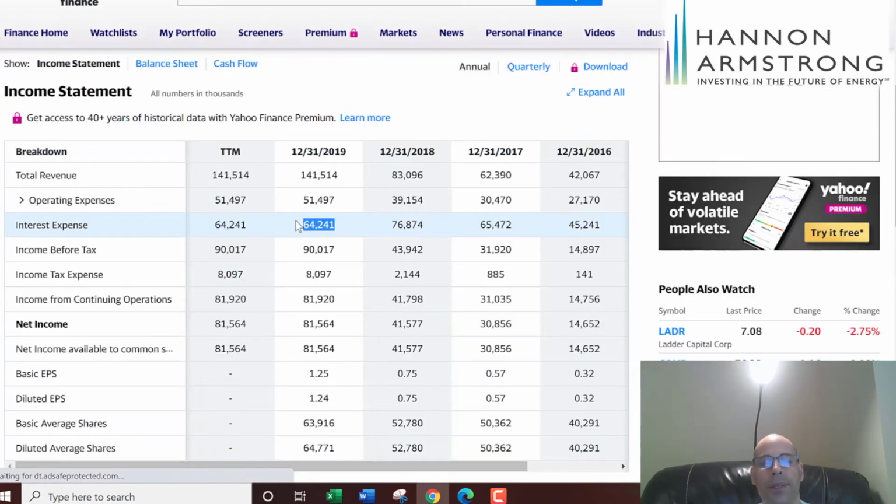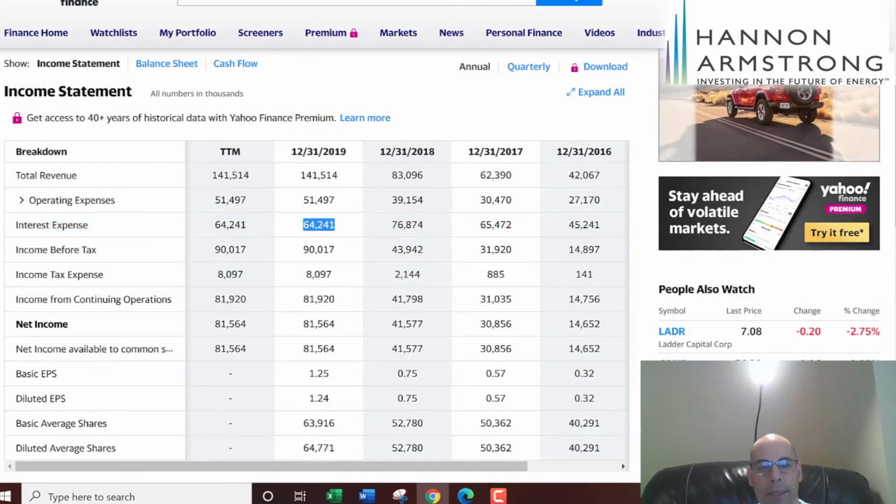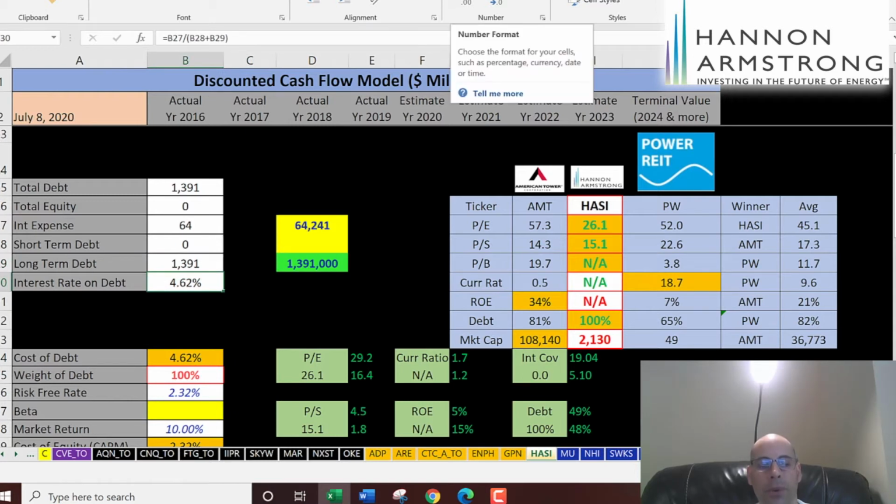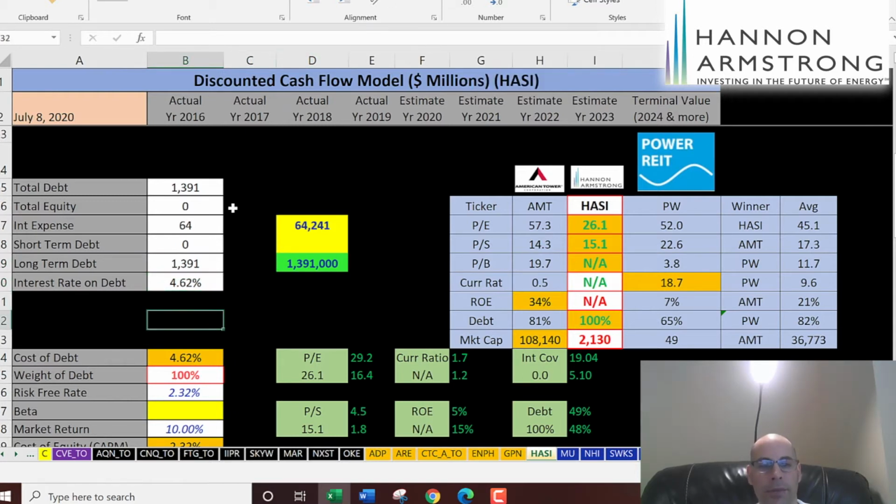Let's get the interest expense. That's the interest this company pays on its debt. That's $62 million. And they have debt of $1.4 billion. So the interest rate is 4.6%, and that's their cost of debt.